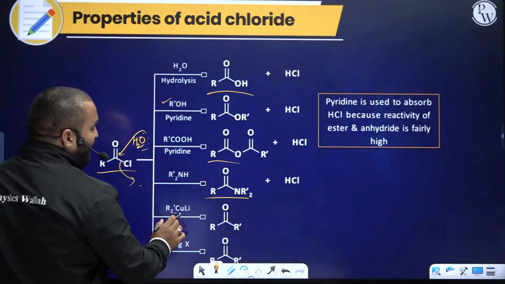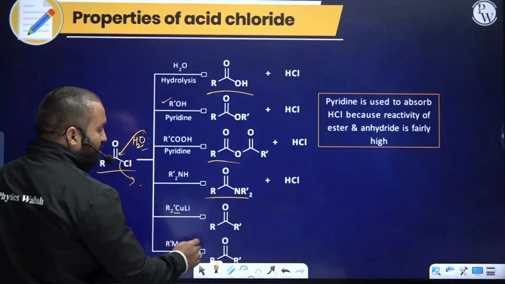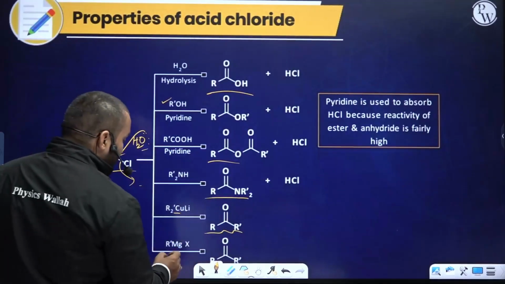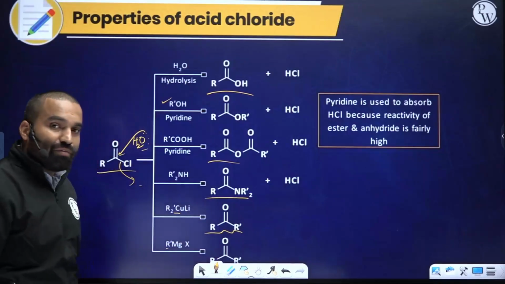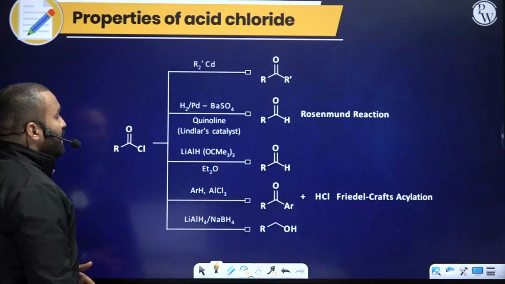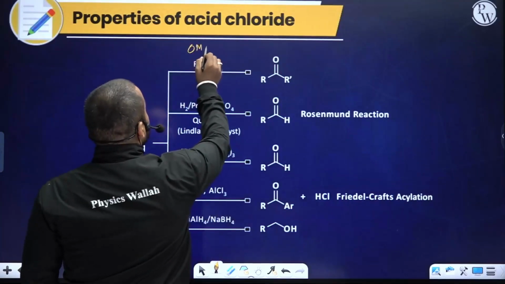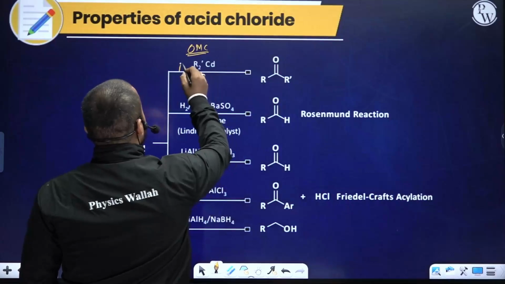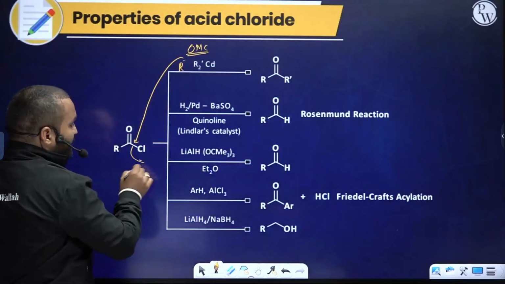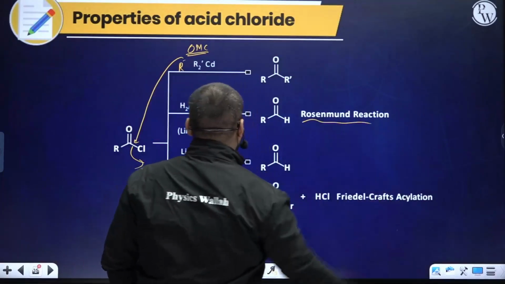This is known as a dialkyl lithium cuprate. This will form a ketone compound, RR compound. Grignard reagent will again form ketone compound. So these are a few reactions of RC double bond OCl. Again, you can react with an organometallic compound, OMC. Organometallic compound, R minus source. R minus comes and attacks the carbonyl carbon. Cl gets away. This is your Rosenmund reduction. We have discussed this many times today.